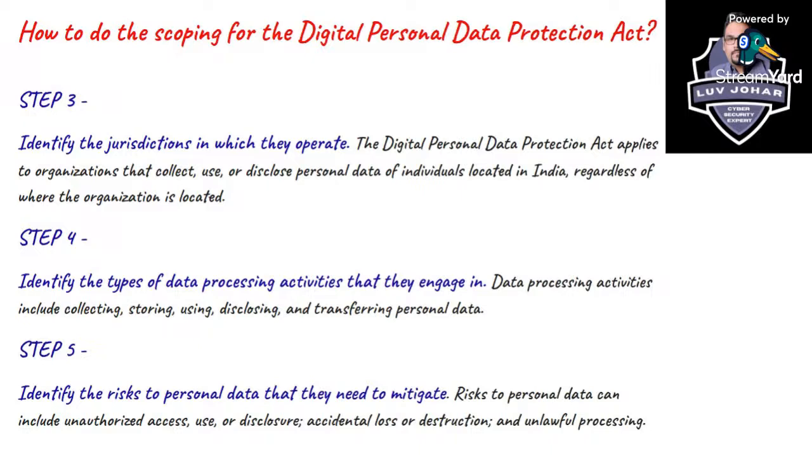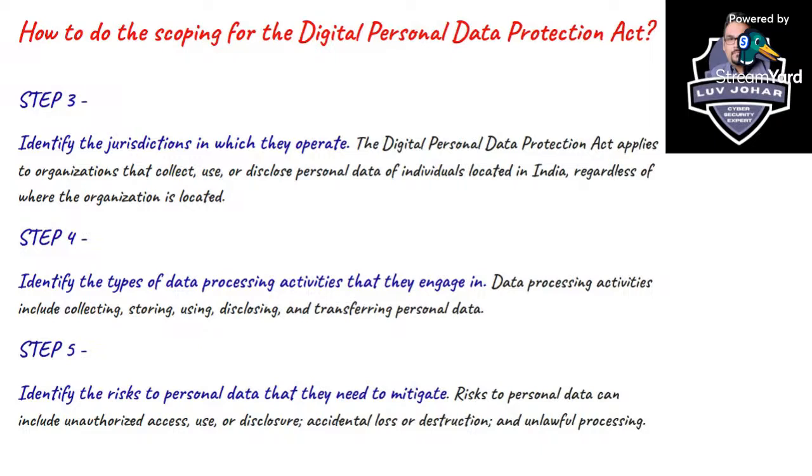Now, what is step four? Step four is to identify the types of data processing activities that they engage in. What type of data processing activities are you performing in your organization? For example, you must be collecting, storing, using, disclosing, or transferring personal data across borders. Maybe some different processing activities. You need to identify them and understand them. That is step four.